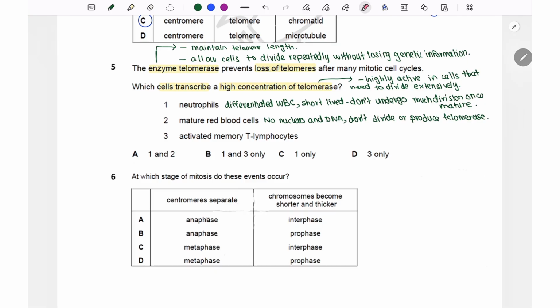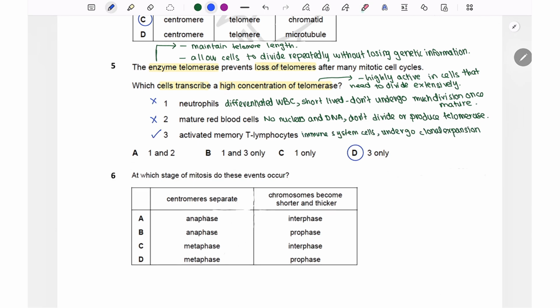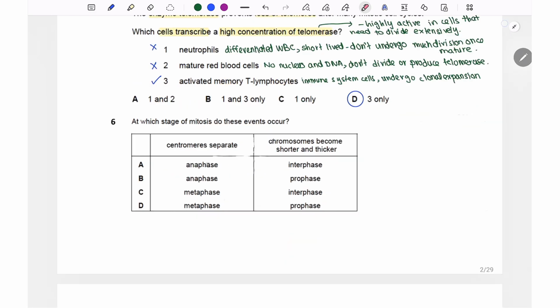But all we need to know here is that T lymphocytes are immune system cells and they undergo, remember, clonal selection and clonal expansion. So clonal expansion means they're going to be dividing a lot and they're going to need a high concentration of telomerase. Sorry, not telomeres, telomerase. 3 is the only one that's dividing a lot, going through clonal expansion. So this is our only option, D.